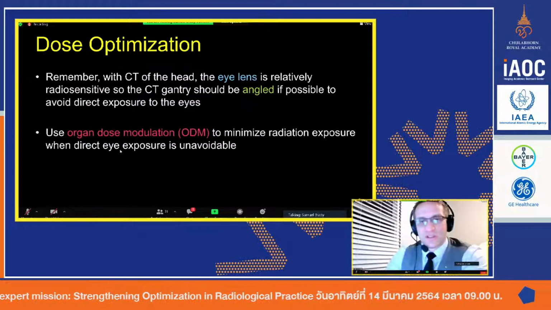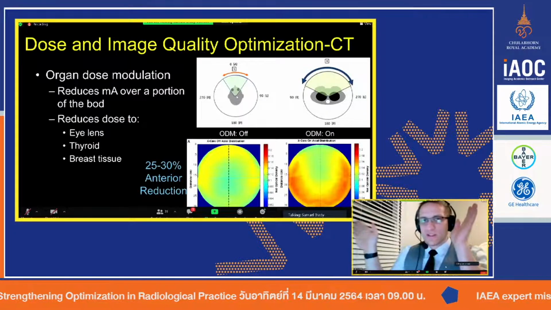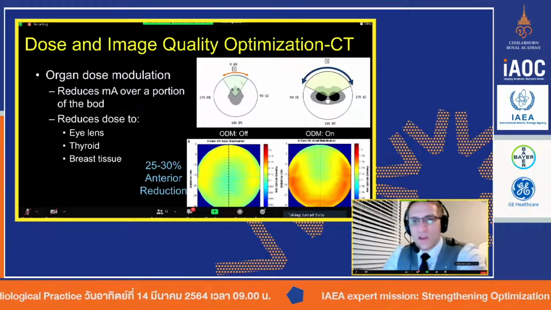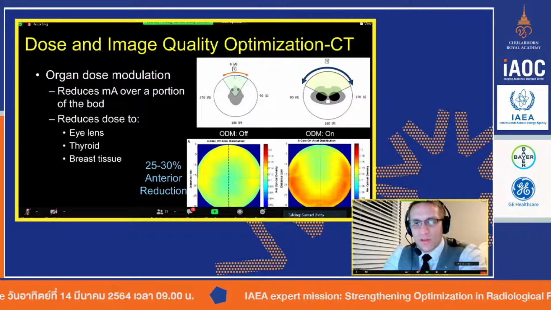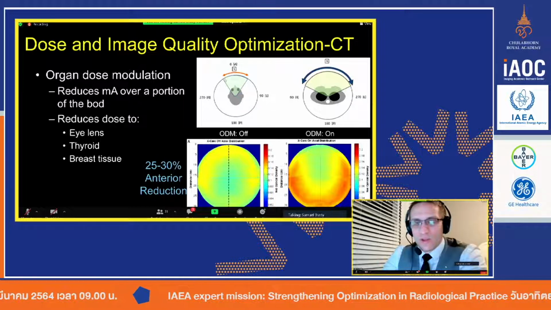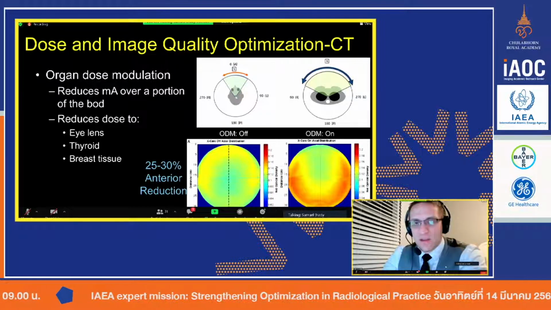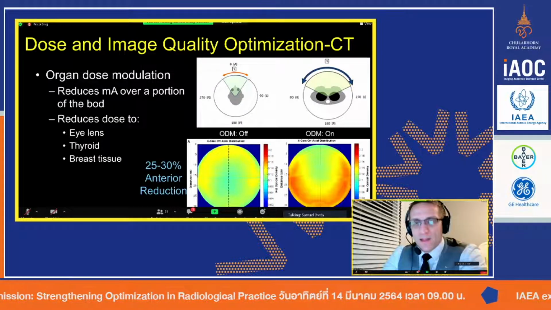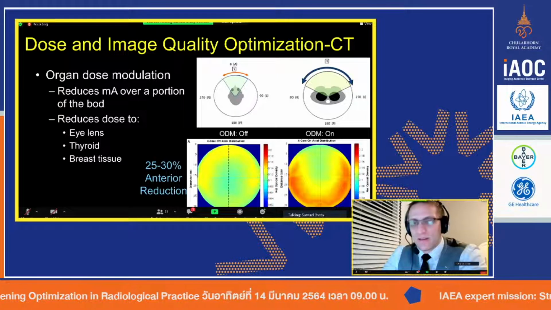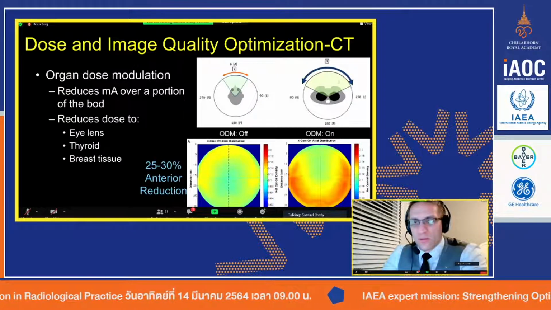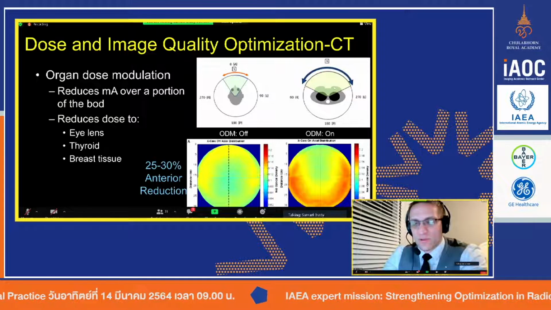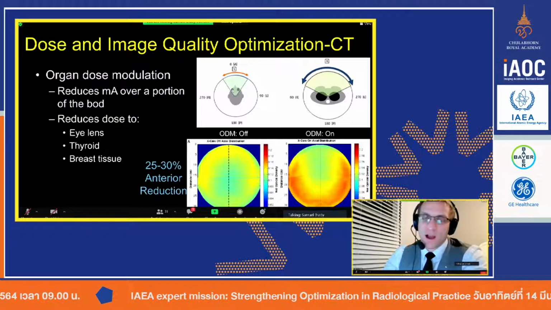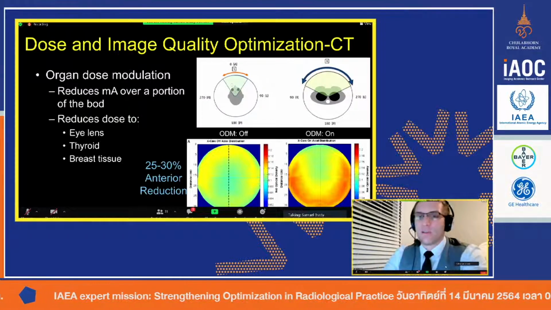But organ dose modulation gives us the opportunity, as the X-ray beam sweeps anterior over the body, there will be a point where it's sweeping over the eyes, and it will automatically reduce the mA over this arc compared to all of the rest of the sweep. And it can also be applied down in the body. And of course, that arc will be a lot greater because in this case, now we're really trying to reduce the dose, for example, to breast tissue. But up in the head, our eyes, and down in the neck, our thyroid, those are kind of the more sensitive ones.